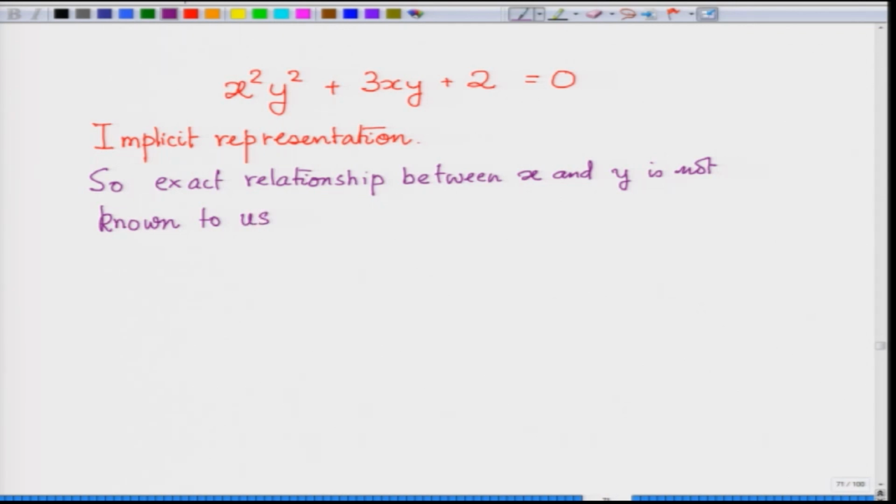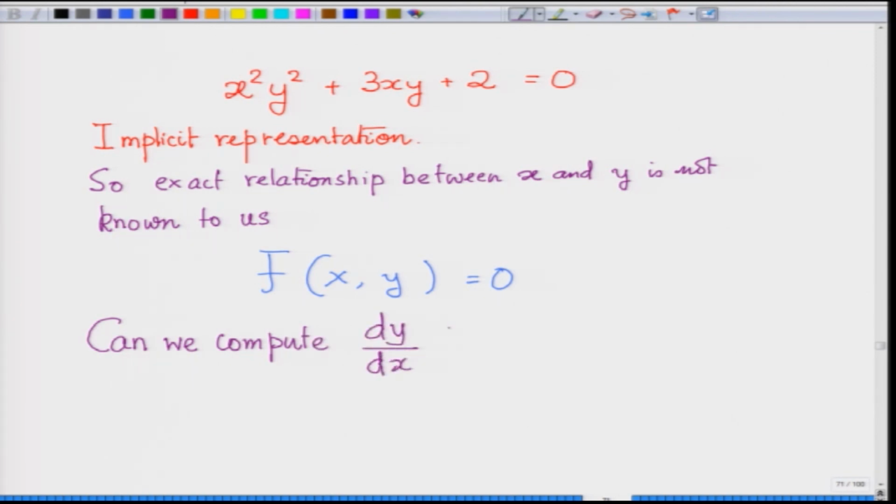Suppose you have a situation like this: f of x y equal to 0, and you know that y must be some function of x, but you cannot find the exact relationship. Then what to do? But you know that the curve is very smooth and nice, suppose it is differentiable, so at every point you can draw a tangent. Can you find dy dx? Can you compute this? The answer, surprisingly, is yes.